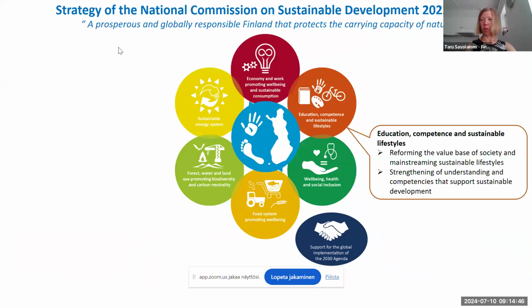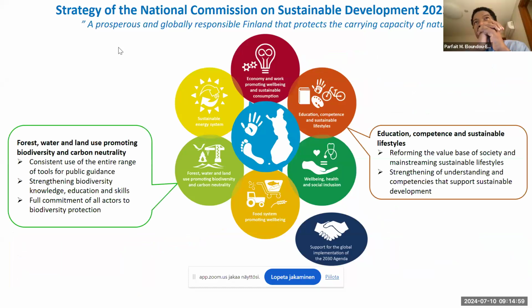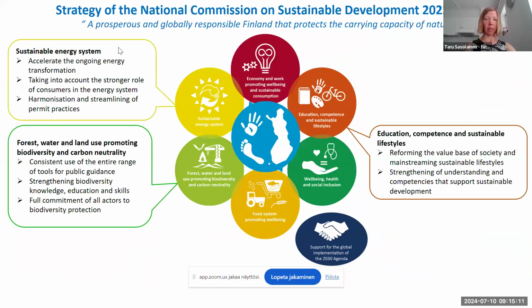Then we move on to education, capacities and competencies for sustainable development and sustainable lifestyles. And this includes also a strong component of value-based change towards sustainability. Then we have the ecological elements packaged into an area of transformation, including forests and waters and land use, promoting biodiversity and carbon neutrality. And then we have the sustainable energy system as one additional area of transformation. And last, and certainly not least, we then have support for the global implementation of the Agenda 2030, kind of at the basis of the whole strategy constellation.